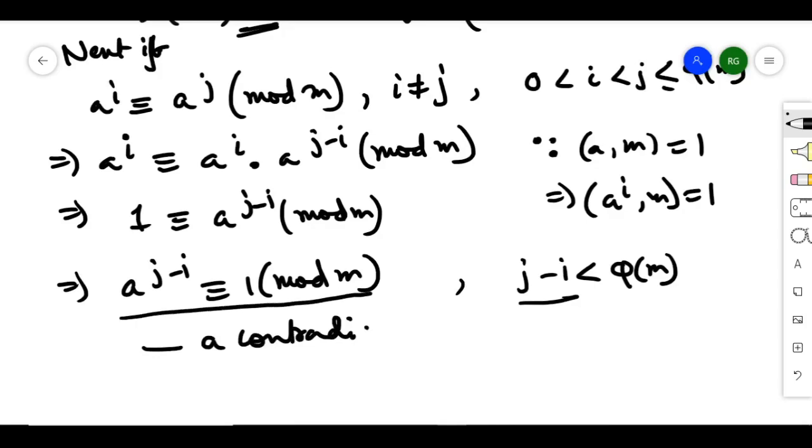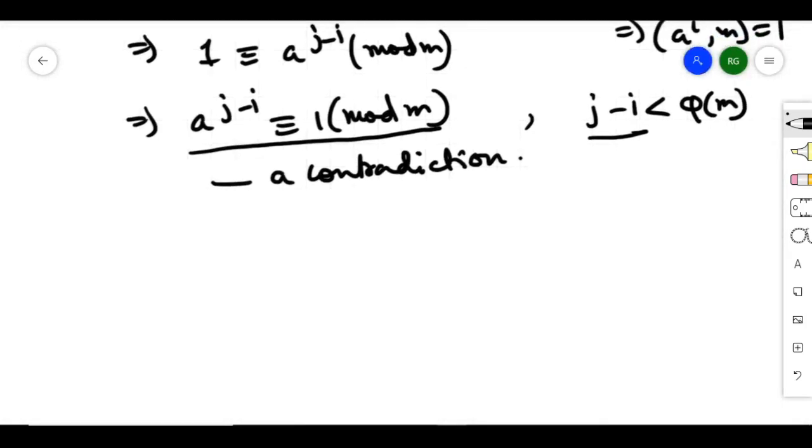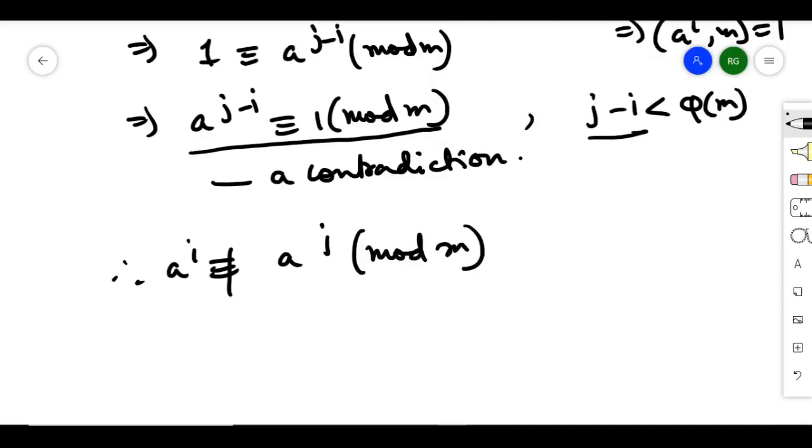So we have a contradiction, and this contradiction leads us to say that any two of those integers in the set must be incongruent for distinct i and j.